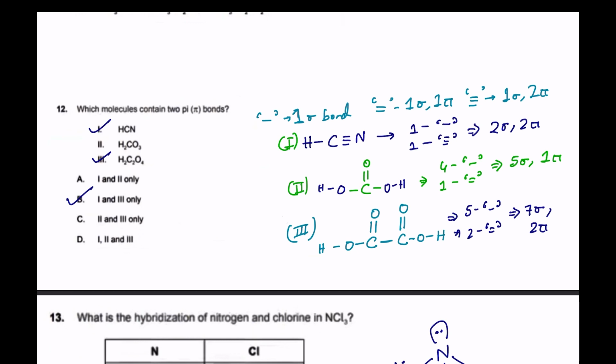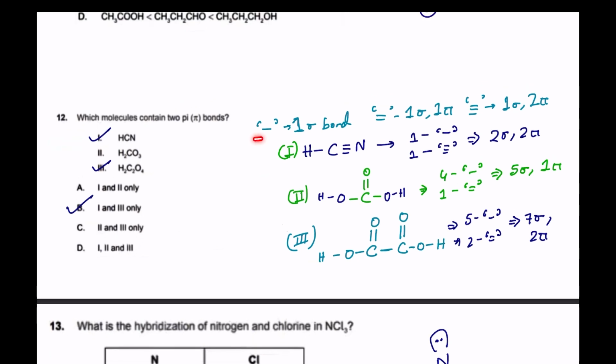In this question, we have to find out which molecules contain 2 pi bonds. Now to solve this question, we need to know one thing: if you have a single bond, it means 1 sigma bond. If you have a double bond, it means 1 sigma bond and 1 pi bond. So of the 2 bonds of the double bond, one is sigma and one is pi. And if you have a triple bond, one of them will be sigma and 2 of them will be pi. Now we just have to write out the structures, write out the bonds and then calculate how many pi bonds there are.